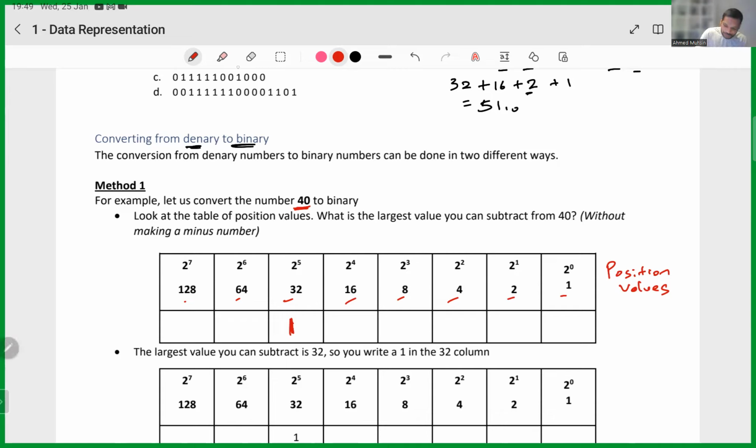I think my 1 doesn't look good. Let me put it just a straight line. So we put a 1 at 32, because 32 is the closest to 40.